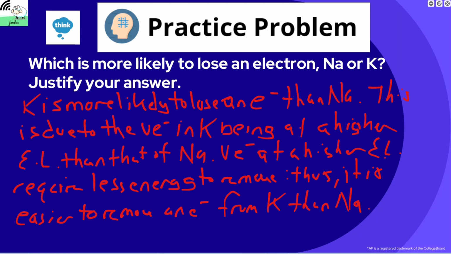You can state that it's less attracted to the nucleus due to the greater distance between the nucleus and the valence electron. I mean, there's tons of different ways to go through and describe this, as long as you're referring to the fact that the valence electrons in potassium are at a higher energy level than that of Na, and therefore are easy to remove because there's less attraction due to Coulomb's law, you should be in good shape. All right, so that would be an appropriate response to this. Let's move on and see what else we have for today.